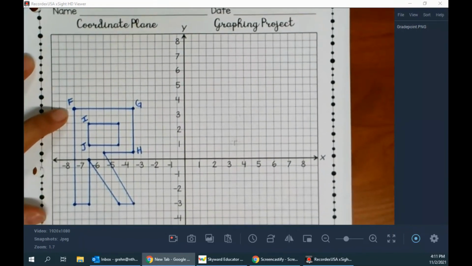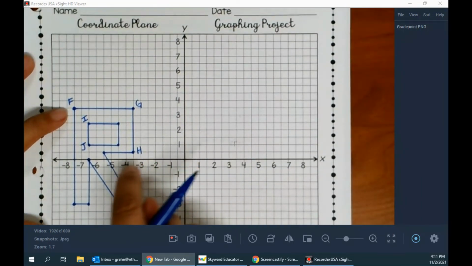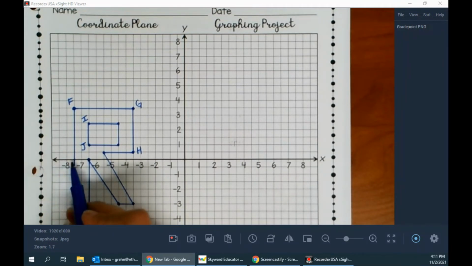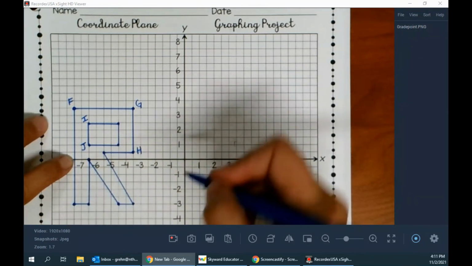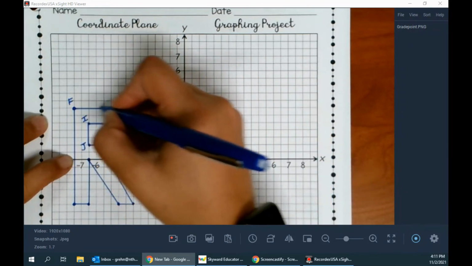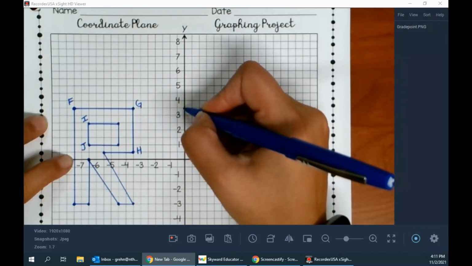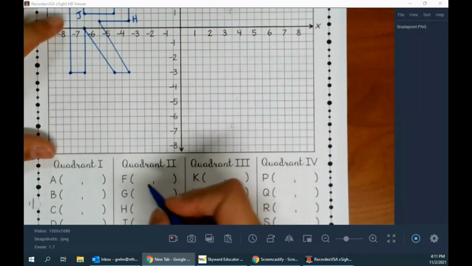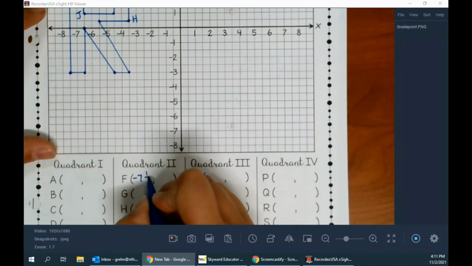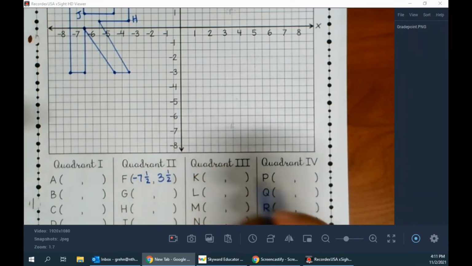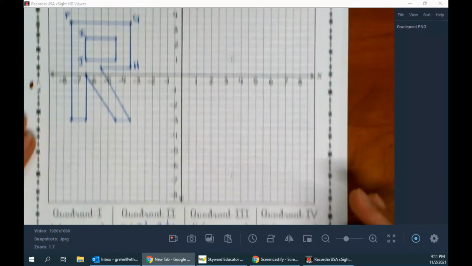So if I start with point F, I see that on the x-axis, I'm in between -7 and -8. So that would be -7.5 or -7 5/10. And then on the y-axis, it looks like I went up to 3.5 or 3 5/10. So let me write that down for letter F. That was -7.5, comma, +3.5. Okay, so there's my ordered pair for point F.